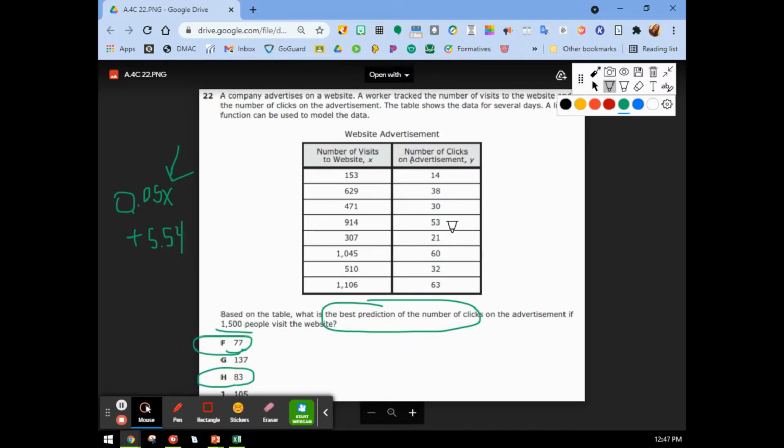It doesn't tell us where to round to. So I would pick 83, because it's closer. I was going to say it doesn't tell us where to round to, so maybe it's rounding, but you can't really round 0.05 any lower. Like you can't use one decimal point in it. So H would be the answer for this one.